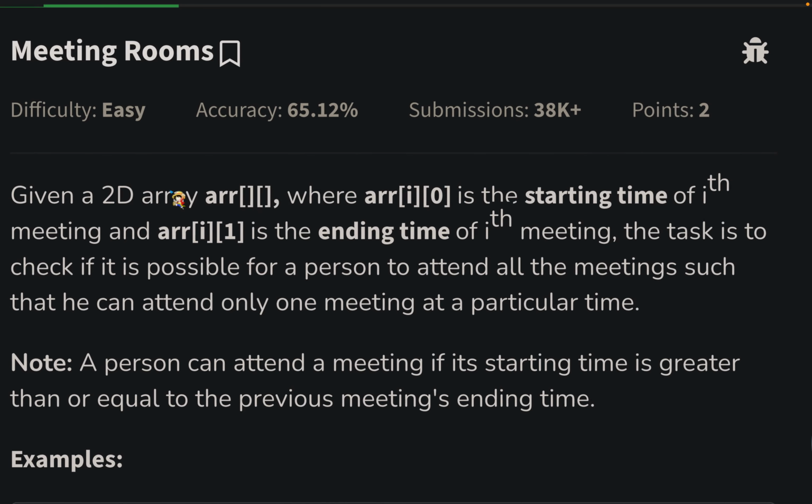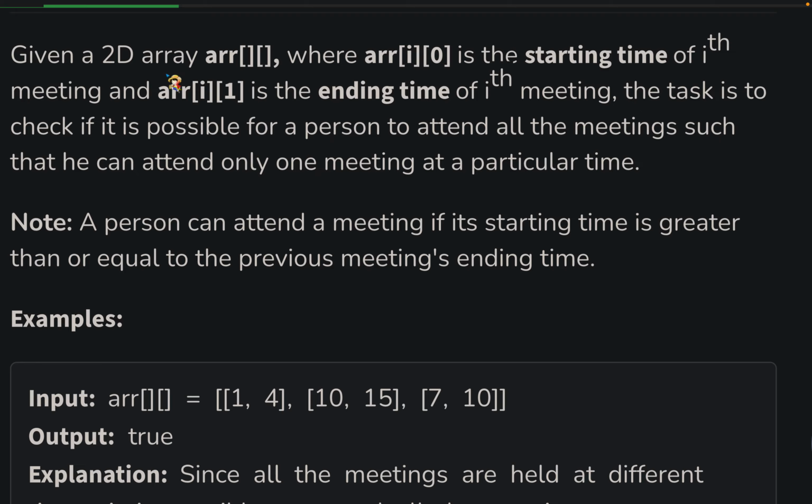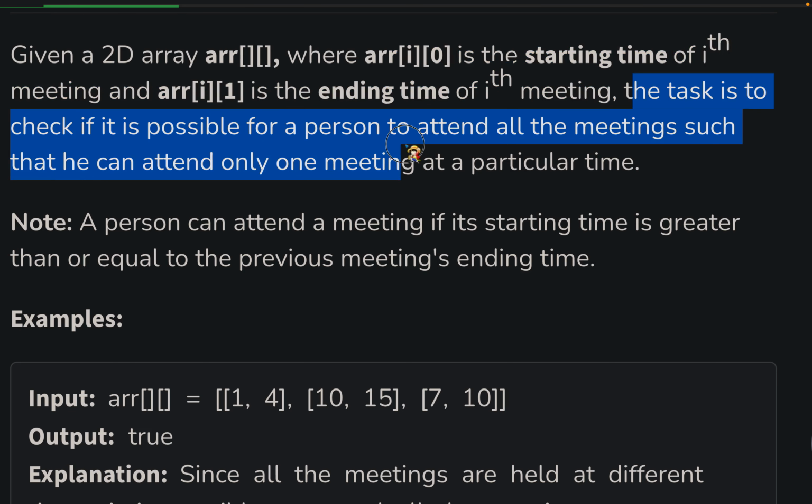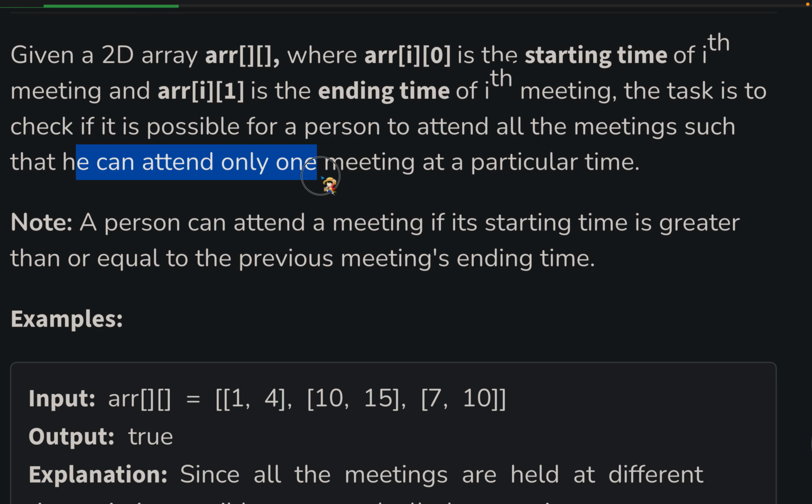Hello everyone, and today we'll be seeing one of the problems from GeeksforGeeks. It says meeting rooms. The problem is very simple: we are provided with a 2D array where arr[i][0] is the starting time and arr[i][1] is the ending time for the ith meeting. The task is to check if it is possible for a person to attend all the meetings such that he can attend only one meeting at a particular time.